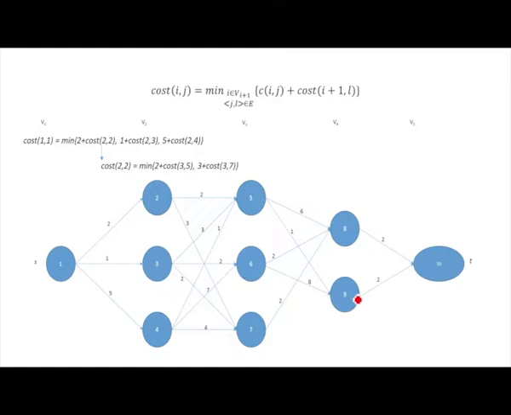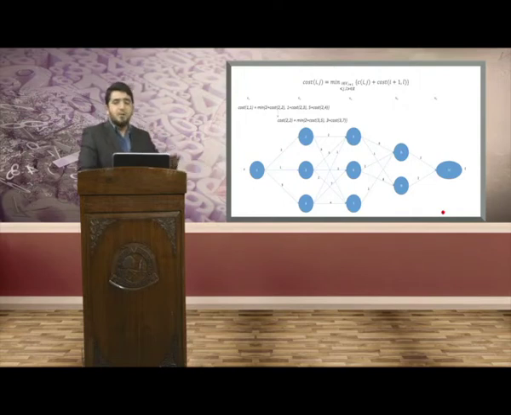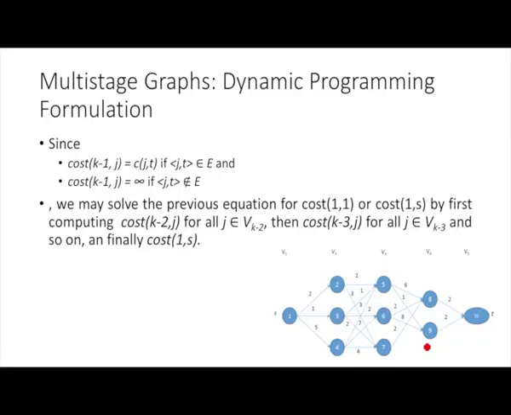Cost of k minus 1 comma j will be equal to the cost of the edge j comma t if j comma t belongs to E. It means if there is an edge. If it is not, then the cost would simply be infinity. Now we may solve the previous recurrence that we just mentioned using a bottom-up approach, for cost of 1 comma 1 or cost of 1 comma s.